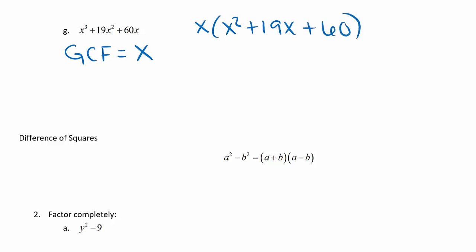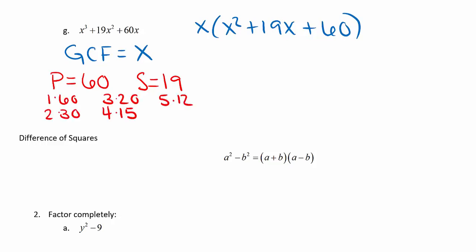Now I'm going to use the new technique. I need to find two numbers with a product of that last number 60 and a sum of the middle number 19. So I would go through and make a list.